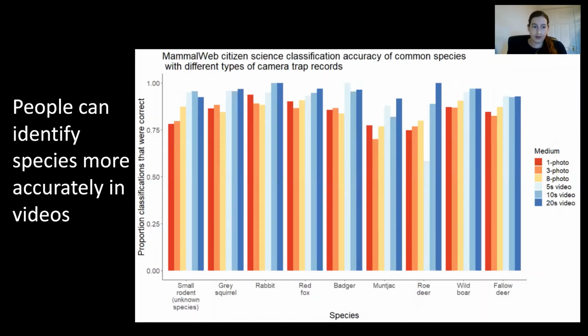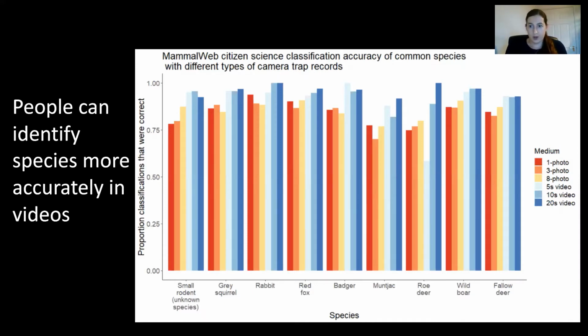So I then compared the classifications that we got from MammalWeb with my own classifications, to see how well people on MammalWeb were identifying the species. Overall, we found that classification accuracy was higher in videos, even if it was only a short video, so maybe only 5 seconds long. They were still more accurate than when we used a sequence of photos.